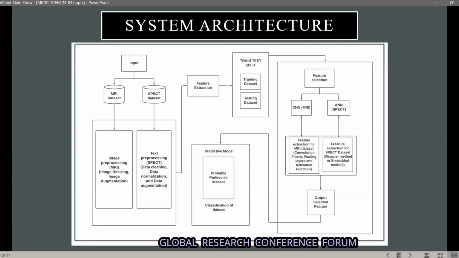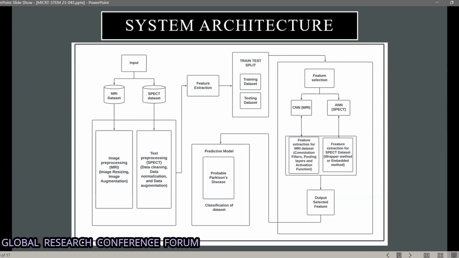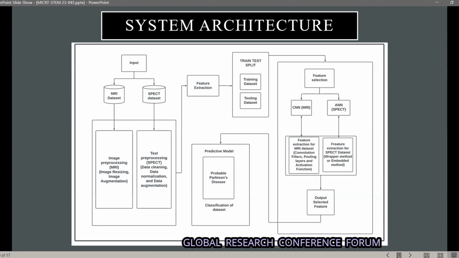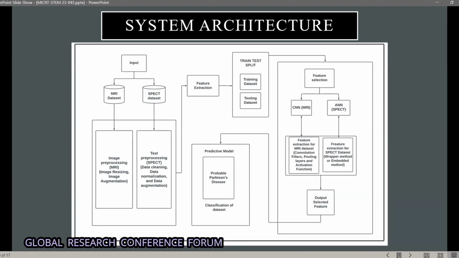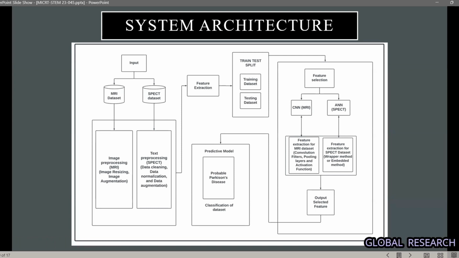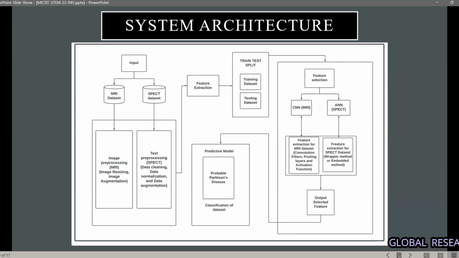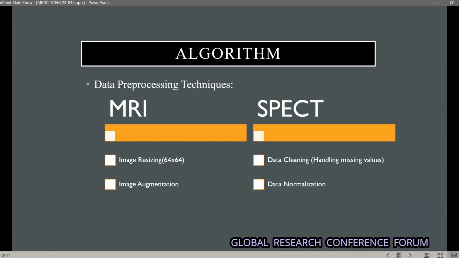The picture shows the system architecture, which has the fundamental structure of any machine learning architecture. Here we take input separately for the MRI set and the SPECT set, and the pre-processing is done independently for both of them. Then comes feature extraction, and then we train the data, and the selected features are used for the predictive model.